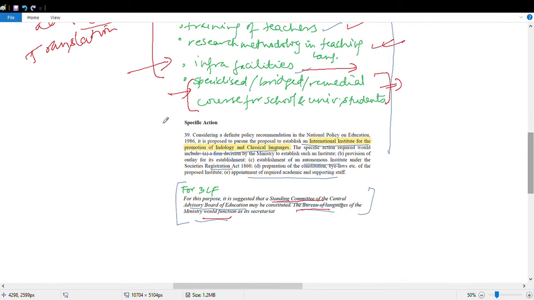Further, regarding the importance given to classical language, they recommended that an International Institute for the Promotion of Indology and Classical Languages should be set up, which should be autonomous in nature and should be done by the ministry itself.